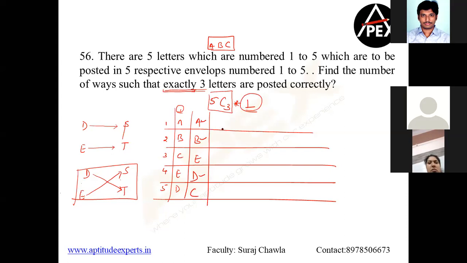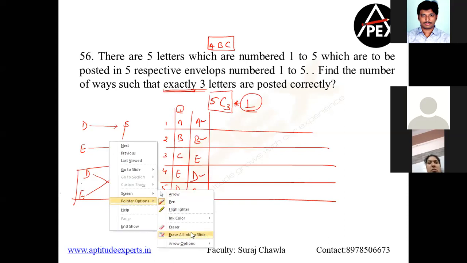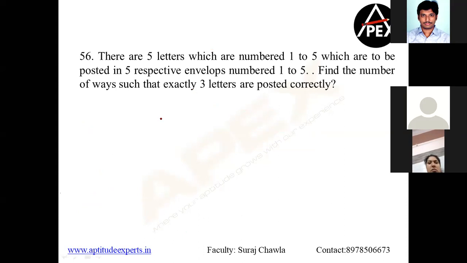Clear? Now these kinds of cases come under the concept of derangement. That was the heading of the slide. Now what does derangement mean? Derangement is something like this. It means if 3 should be posted correctly, I want to ensure 2 are posted incorrectly. Clear? So in how many ways am I deranging these two items?